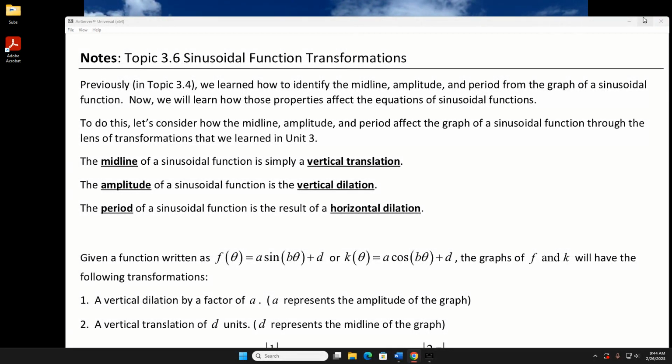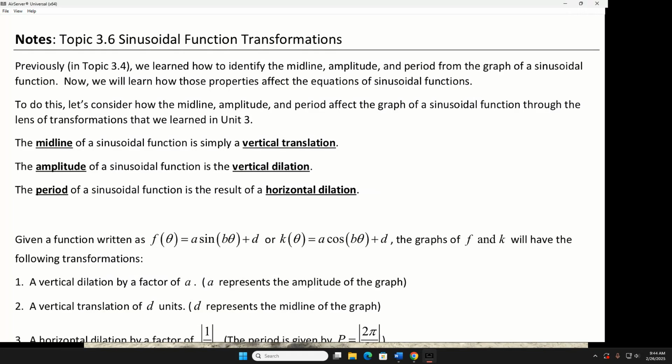All right, so we're going to do a lot of the same things we did yesterday, looking at the graph and finding the midline and the amplitude and the period and stuff like that. But we're also going to go a step further and use those things to write the equation of the function.